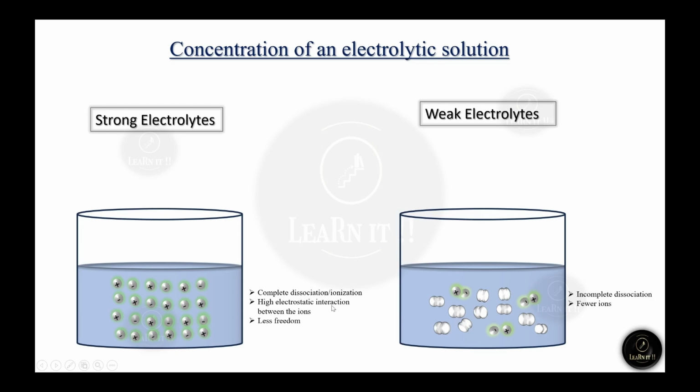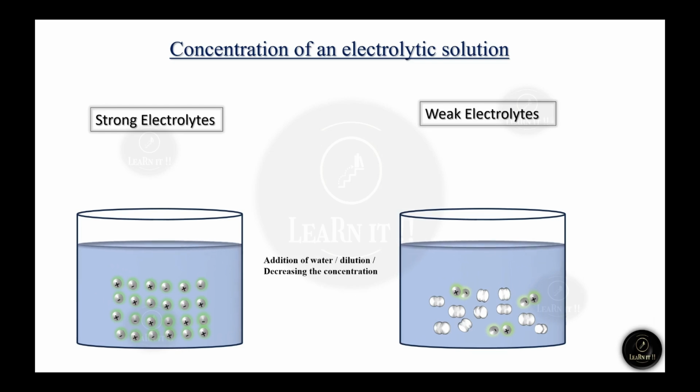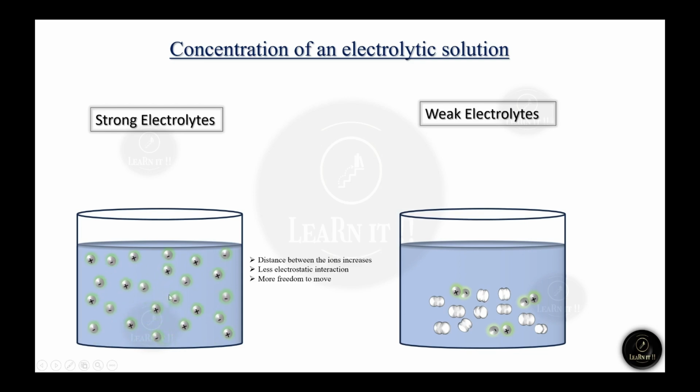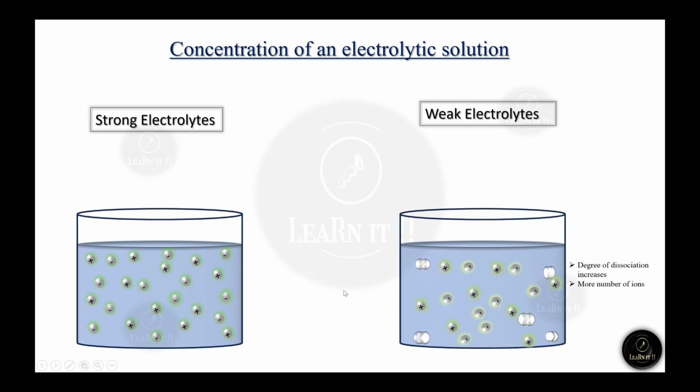So when we add water, in the case of strong electrolytes, the distance between the ions increases, so there is less electrostatic interaction between the ions of opposite charges. So there is more freedom for the ions to move. With respect to weak electrolytes, as the dilution increases, the degree of dissociation increases. It means more ions are produced.